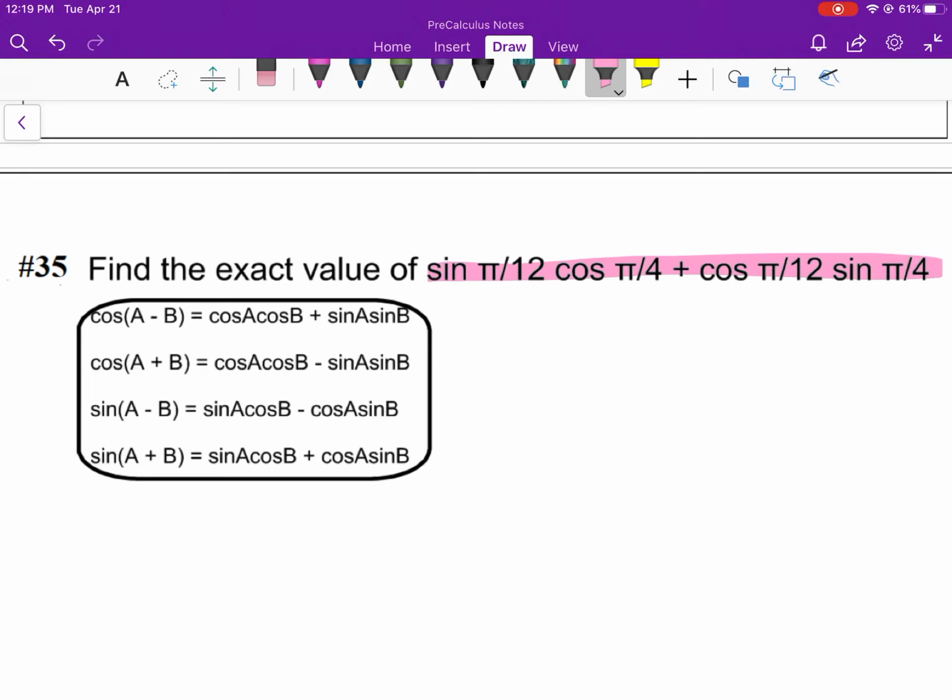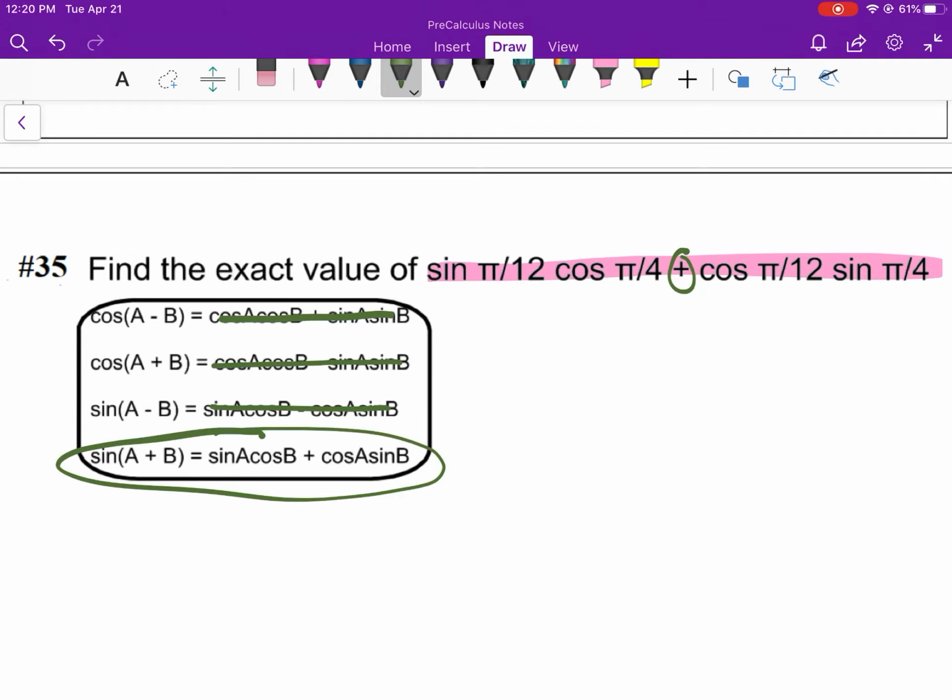So this one has sine and then cosine plus cosine and then sine. So I'm going to look at these and say, okay, well, this one's cosine, cosine, that's not the same. Cosine, cosine, again, not the same. This one's sine, cosine, but it's got a minus there, so that's not going to work for us. We're looking for one with a plus sign. All right, so this is the winner. So what you have here then is this is A and this is B.